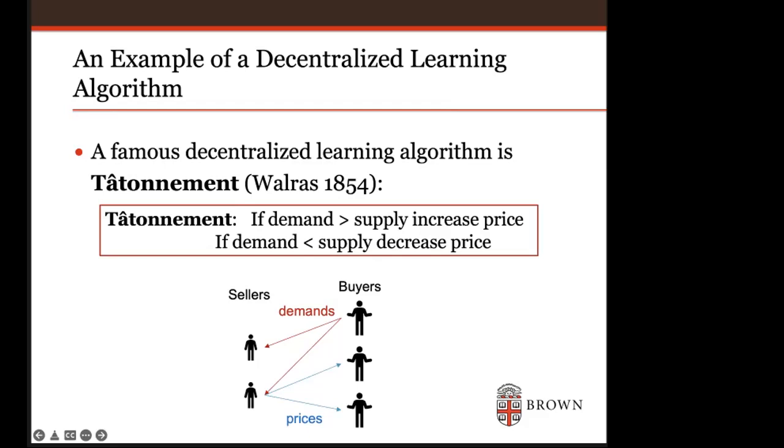settle into an equilibrium. He didn't provide a proof of this, but computer scientists actually worked on this question in the 2010s and have provided some results regarding this. And actually some of our work is also about tâtonnement, which I will talk about in a little bit. So this is an example of a decentralized learning algorithm in markets.